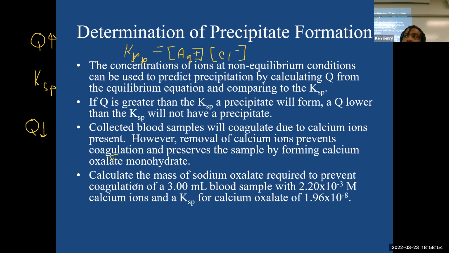Okay, so it says calculate the mass of sodium oxalate required to prevent coagulation of 3 mL of blood sample. And it tells us how that is happening. Removal of calcium ion prevents coagulation and preserves the sample by forming calcium oxalate, okay? So what is the chemical formula for calcium oxalate?